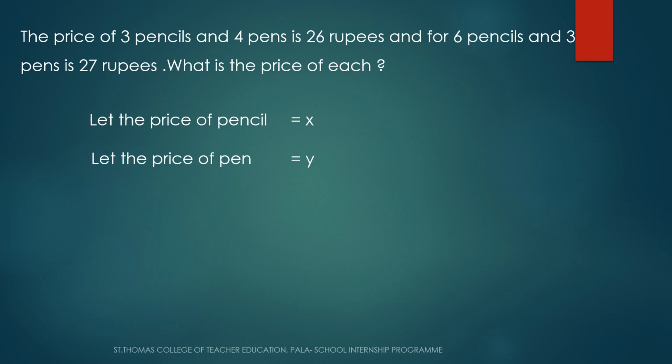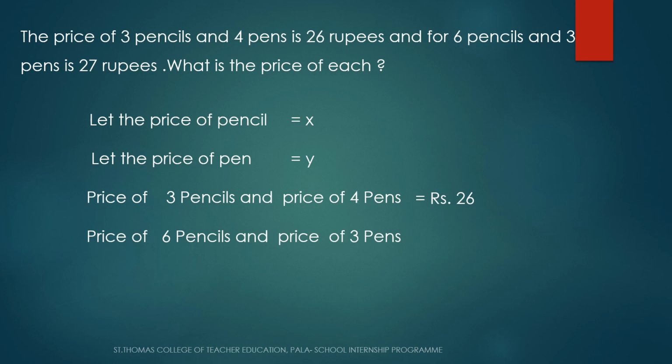Now what is the first statement given in the question? The price of 3 pencils and price of 4 pens is how much? Rupees 26. And what is the next statement? Price of 6 pencils and price of 3 pens is rupees 27. Now it's your turn. You have to tell me the equation from these two statements.